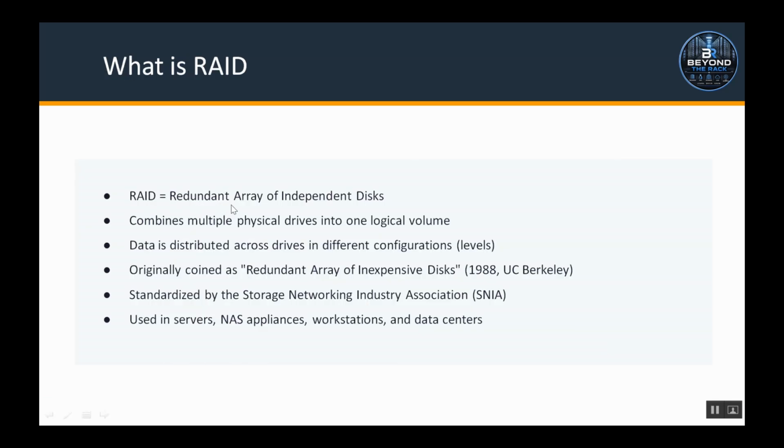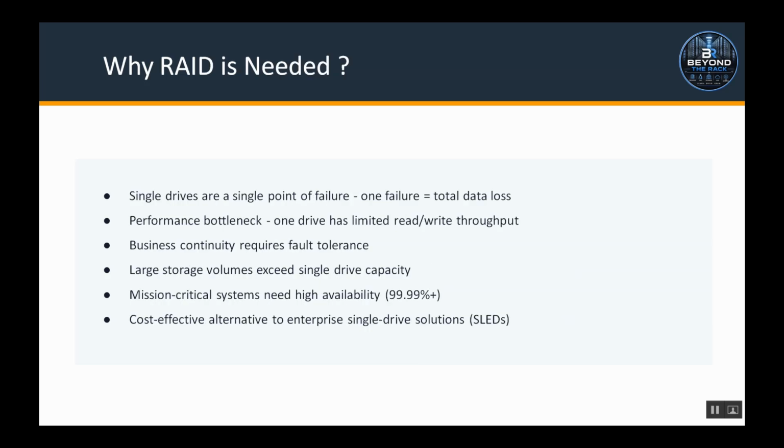RAID is redundant array of independent disks. It combines multiple physical drives into one logical volume. Data is distributed across drives in different configurations, or different RAID levels. Originally coined as redundant array of inexpensive disks, standardized by the Storage Networking Industry Association, SNIA, used in servers, NAS applications, workstations and data centers. Let's see why RAID is needed.